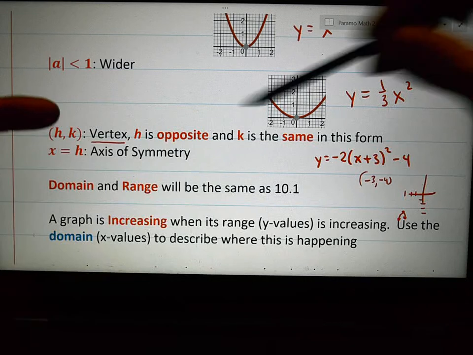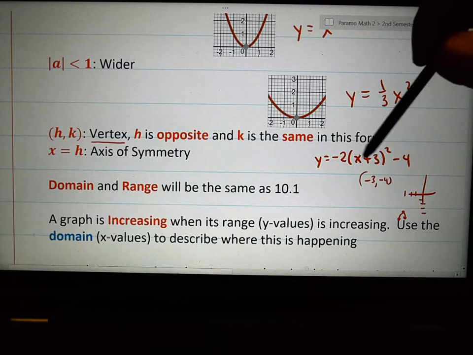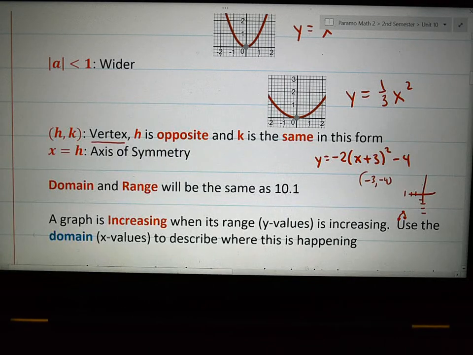So that's what we got to know. We got to know h and k are the opposite of h, the thing that affects the x, and the same as the k, which is outside of the parentheses.